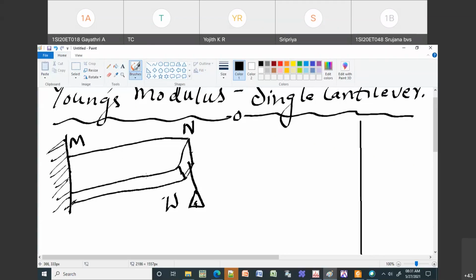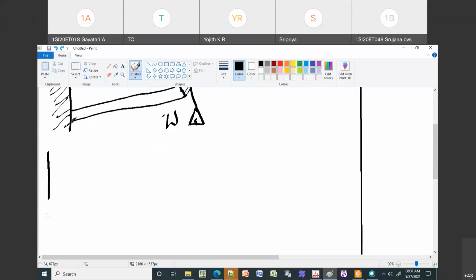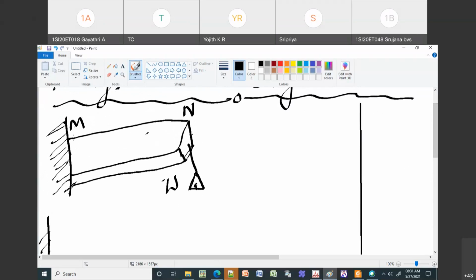Now I'm going to write the same diagram, only in one dimension, meaning only the first part. I will write it at the bottom because I need a little bit of space. So this end is fixed. Let us assume MN is the beam. The M end is fixed to the rigid surface, and the N end is free, and you can apply the load at this end. So that is the beam MN.